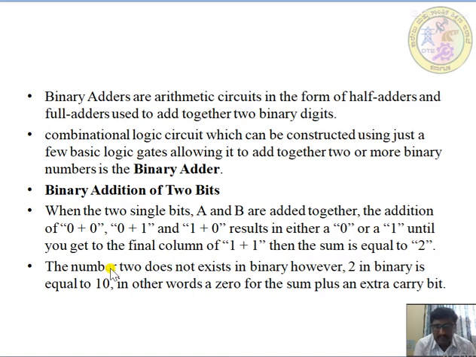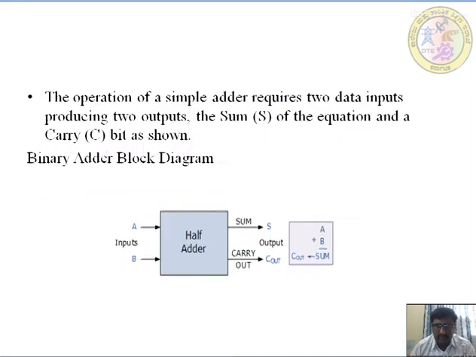So this is the main difference in binary addition. The number 2 does not exist in binary. However, 2 in binary is equal to 1 0. 1 plus 1 is equal to 2, but in binary form the 2 is represented as 1 0, that is 2 raised to 0 and 2 raised to 1. In other words, 0 for the sum plus an extra carry bit.